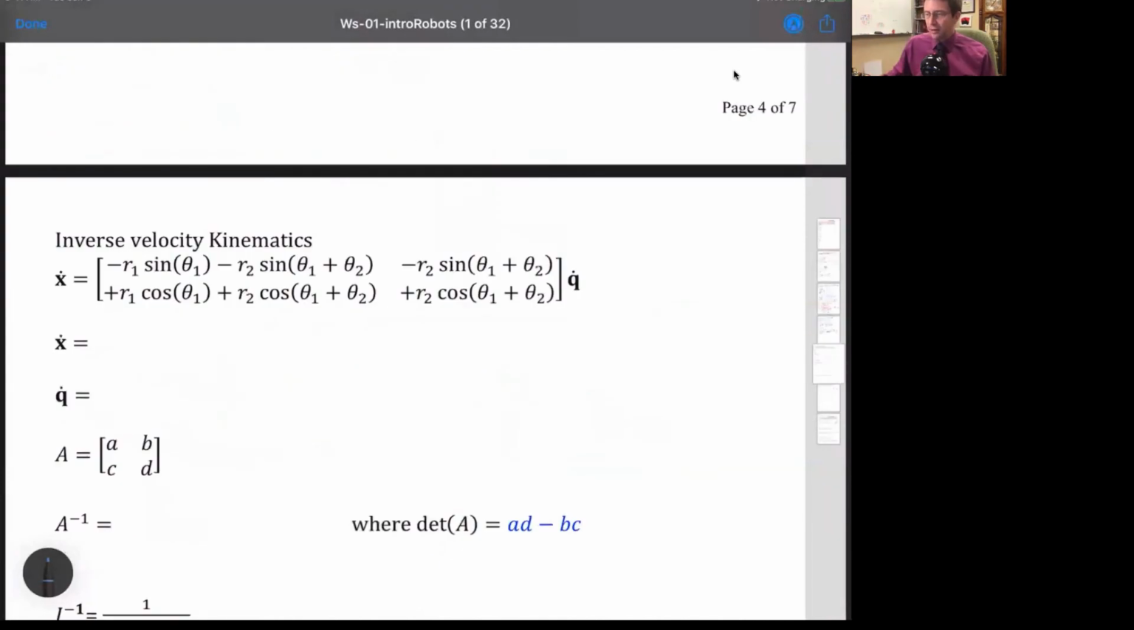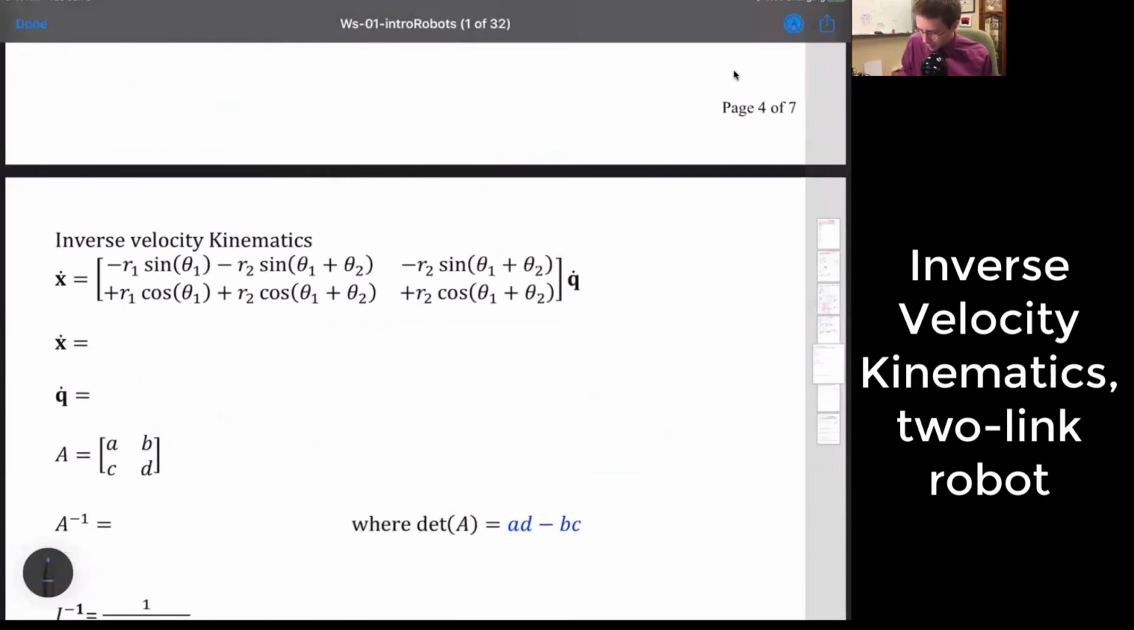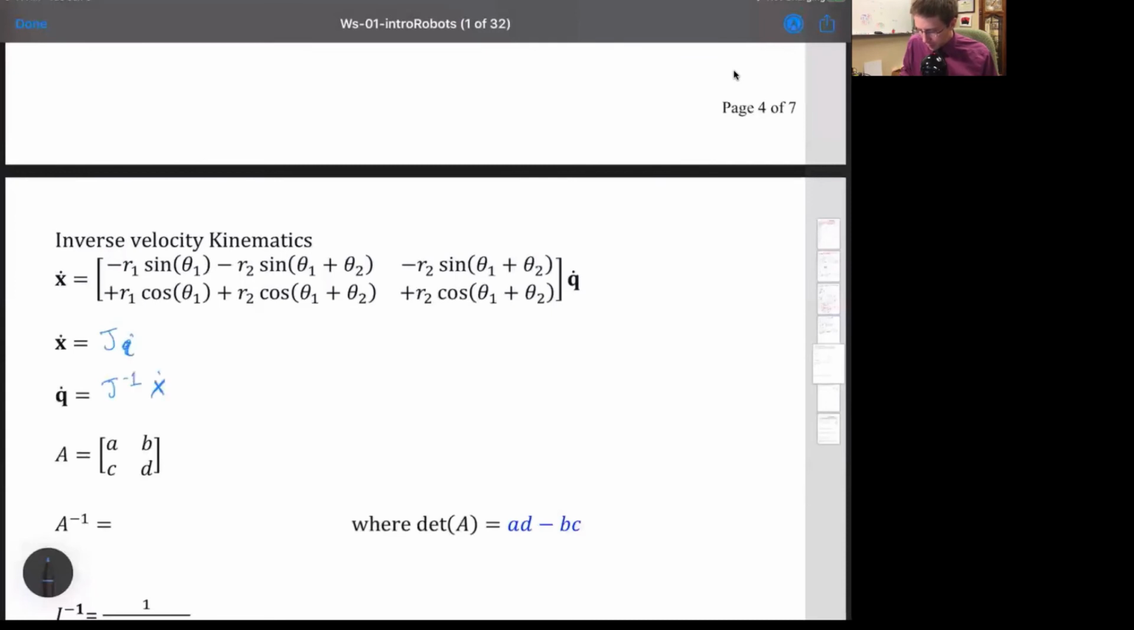Now, we'll continue in chapter 4, the velocity kinematics. I've copied over my Jacobian from the previous time. Remember, x dot is equal to J q dot. This q is bold. And if I want to solve for q dot, well, you might say, oh, all I need to do is invert this. And that's what we do. We just take the inverse of the Jacobian times x dot, and get the answer.